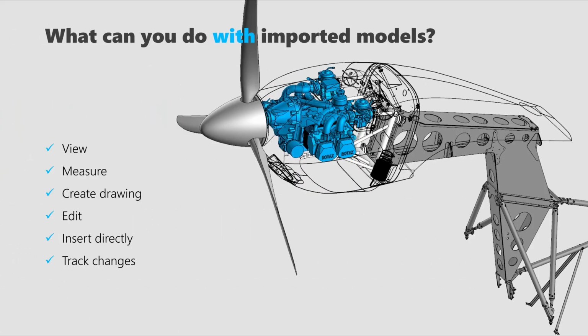What can you do with different format models in KOMPAS-3D? First, you can view them to get a general idea of what they are and how they are constructed. You can make measurements, for example, to get overall dimensions of a part. You can create a drawing from this model, and you can add a geometry of an imported component. KOMPAS provides several ways to do it.